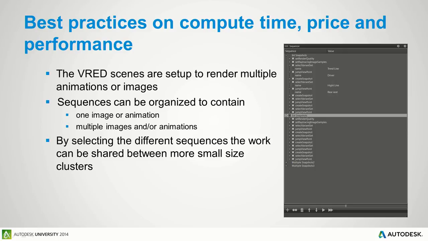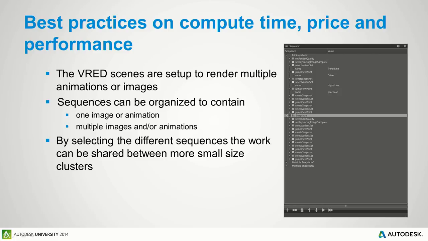How have we split up the scene? The VRED scenes are set up to render multiple animations or images. Sequences can be organized to contain one image or animation or multiple images and multiple animations. So you see that in our interior snapshots, we set the render quality, set ray tracing image samples, select variants, jump to one viewpoint, and create a snapshot. After that, we select another variant, jump to another viewpoint, and create another snapshot, and so on.